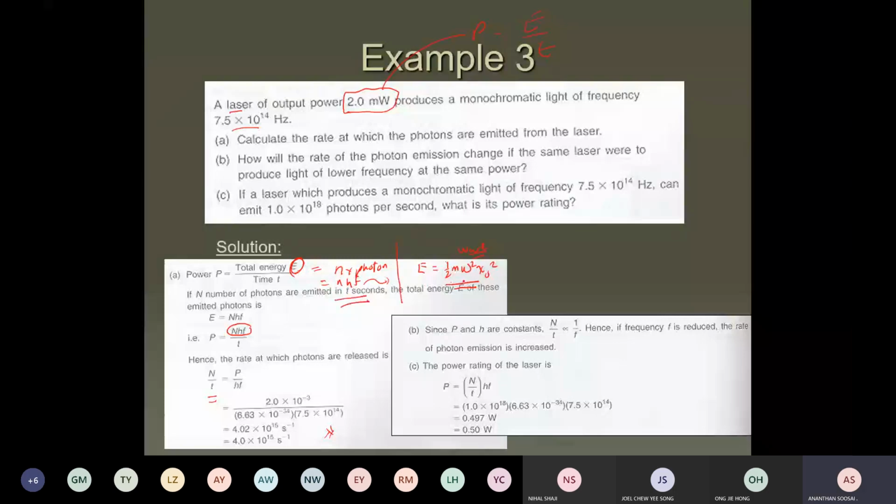So you have two formulas. Half m omega squared x naught squared, you use under all the topics except quantum physics. And when you come to quantum physics, energy is Nhf. When you come to SHM, the energy of oscillation is half m omega squared x naught squared. So you get the rate at which photons are emitted from the laser.